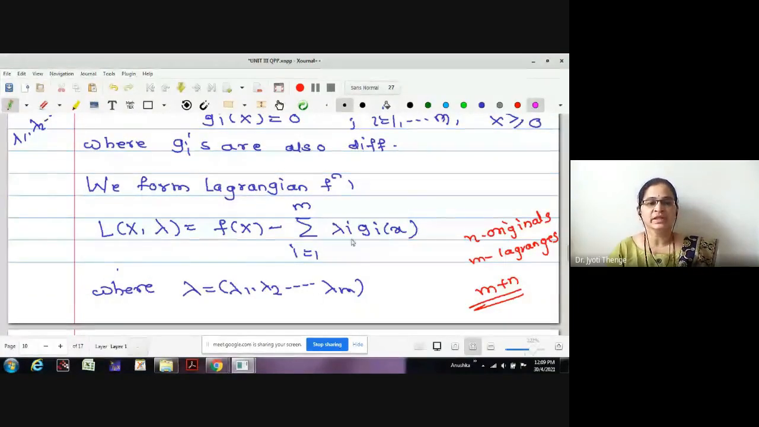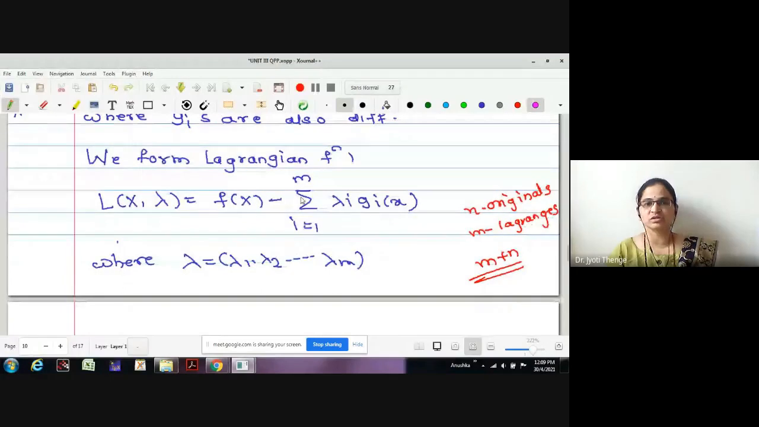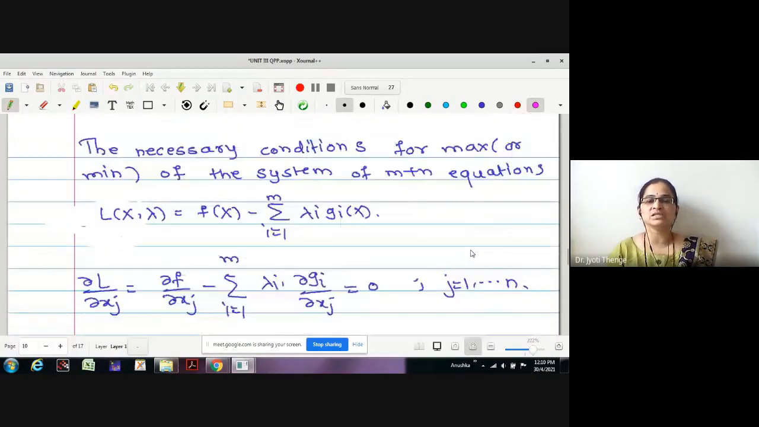Because this is my Lagrangian equation, right? Therefore, each constraint equality multiplied by lambda will be subtracted from the original objective function. Therefore, here we have n original variables and m Lagrange multipliers. Therefore, this Lagrangian function will be a function of m plus n variables in all.